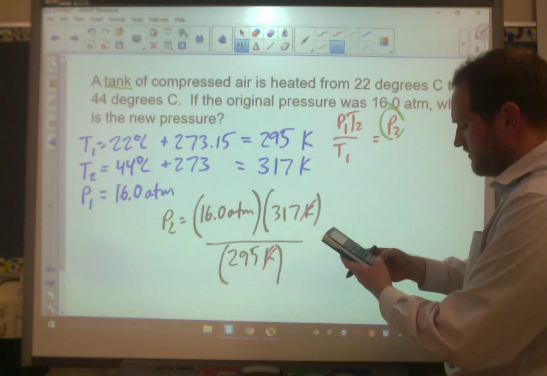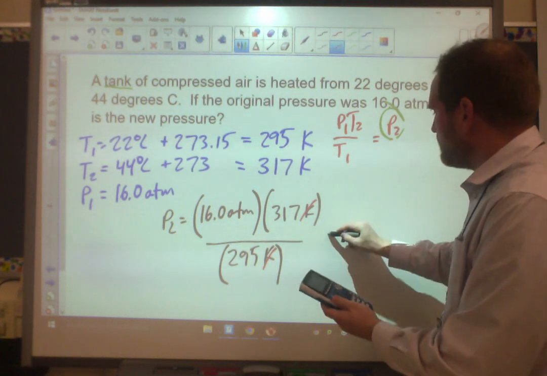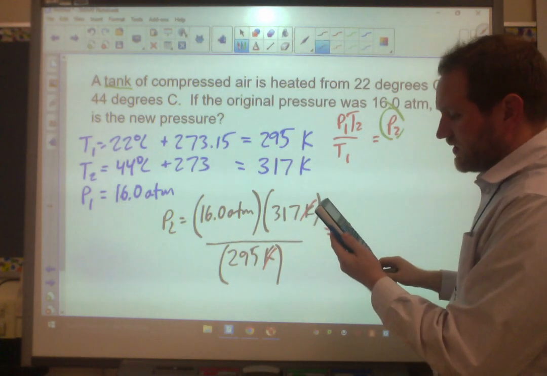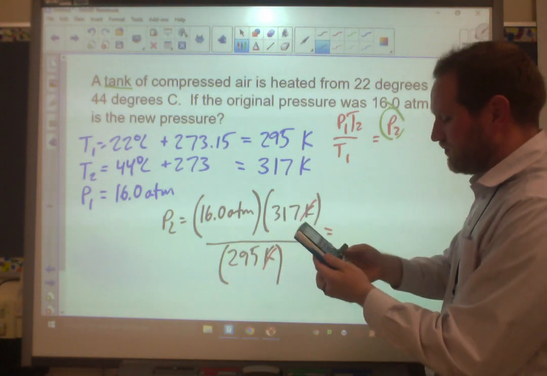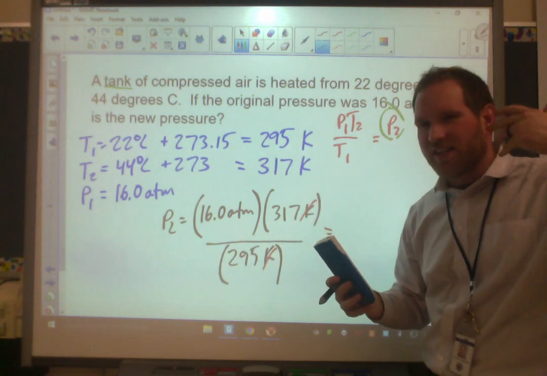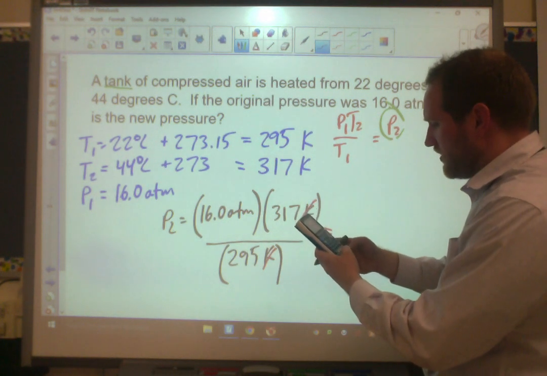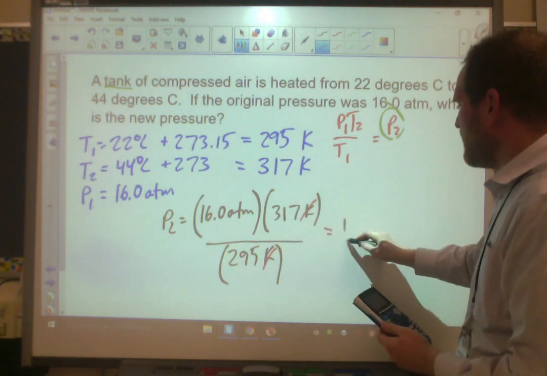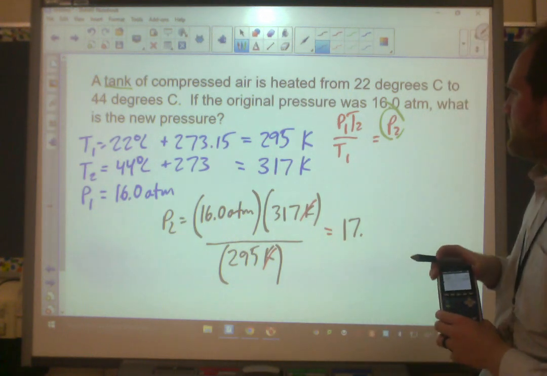All right, so 16.0 times 317 equals, divided by 295 equals, calculator tells me 1 million, okay, hold on. That doesn't sound right. I multiplied, whoops. So you should have an idea in your head, so when you see a crazy number... all right, 16 times 317 equals, divided by 295 equals. All right, that's more reasonable. So I got 17.19322.